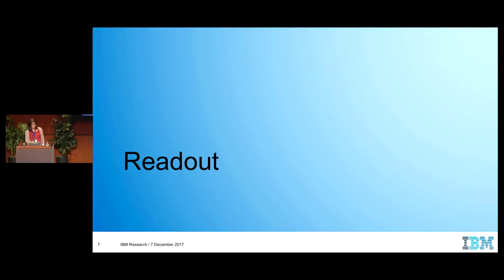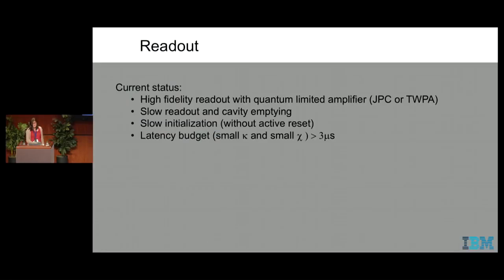In terms of readout, currently we have high-fidelity readout using some type of quantum-limited amplifier, such as JPCs or TWPAs. But right now we have a fairly slow readout and cavity emptying. That is due to the design that we have: a relatively small chi and kappa. We also have a fairly slow initialization because we're not doing any active reset. For active reset, you have to read out and determine the state very fast. So I place this latency budget with this small kappa and small chi.